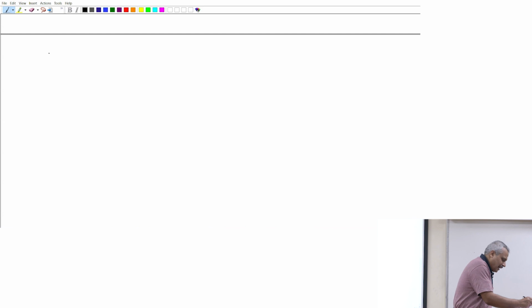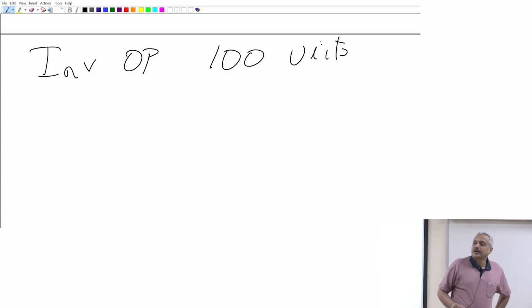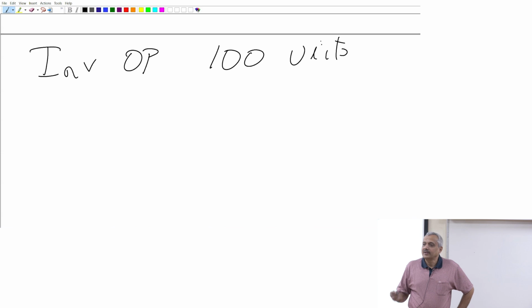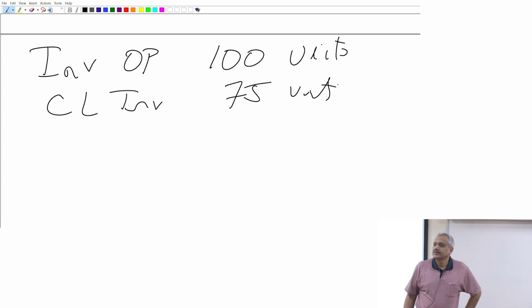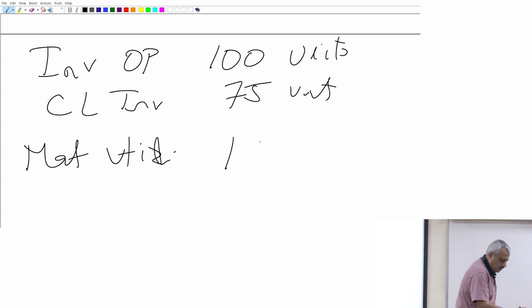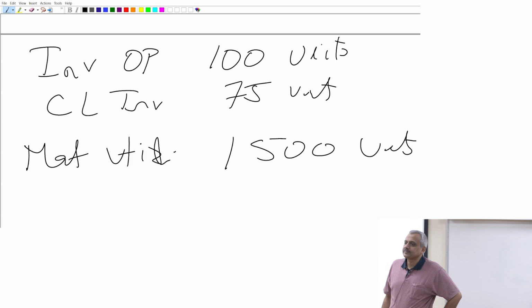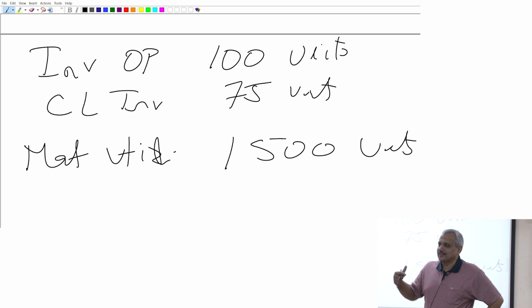Imagine there is what is called an inventory opening of 100 units. I am not talking about amount here. Then there is a closing inventory of about 75 units. There is a material utilization of about 1500 units. How many units have you bought? No, you calculate, the numbers are very clear here.